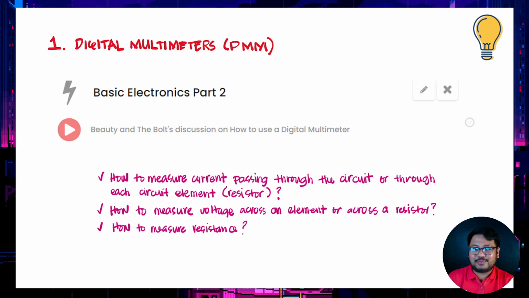Please refer to the suggested video on YouTube, Beauty and the Bolt's discussion on how to use a digital multimeter. Please view it so that we could know how to measure the current that is passing through a circuit, the voltage across a circuit element or across our resistor, and how to measure resistances. There's a bonus there on how to make sure that our circuit has no issues when it comes to open circuit. That is your connectivity.